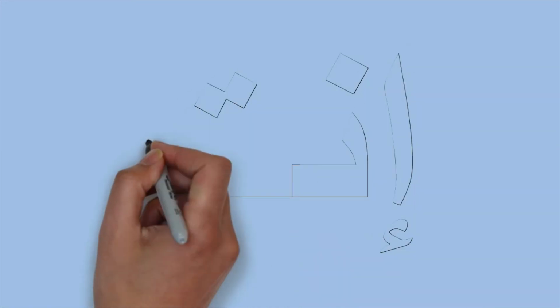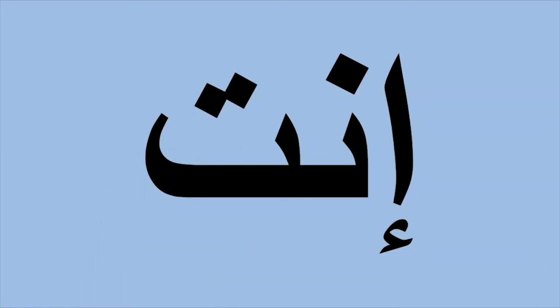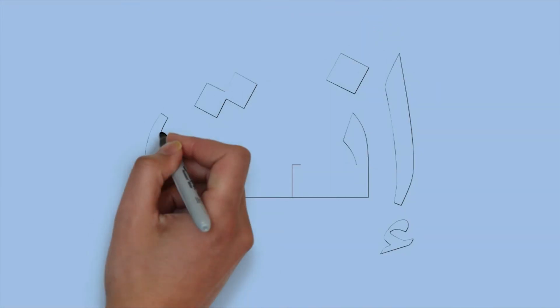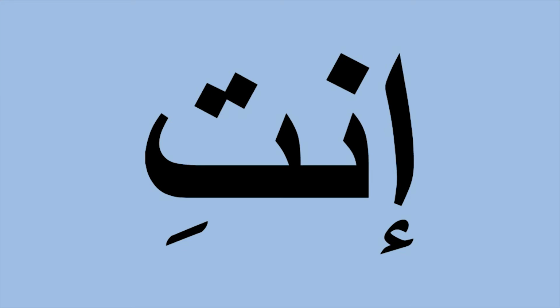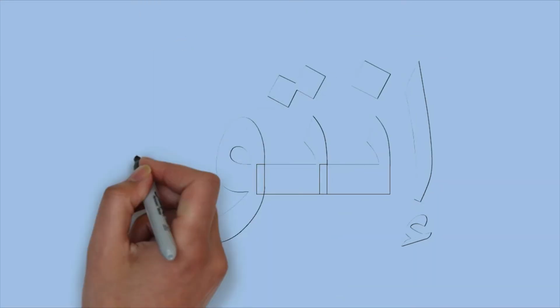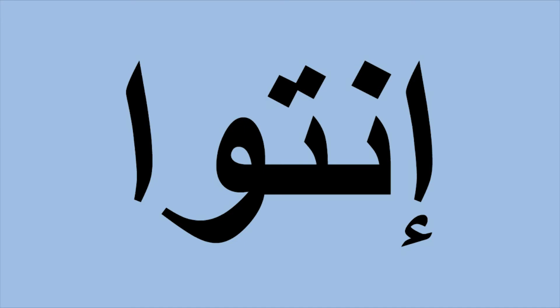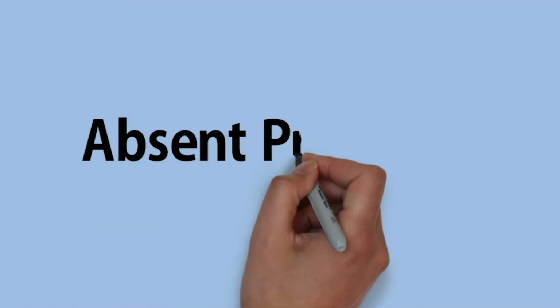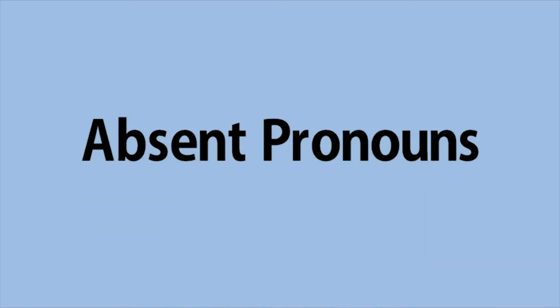Second section is the addressed people, which is you for singular masculine, I mean. So here is إنت. If I'm talking to a man, I have to say إنت. You for female is إنتي. You for plural is إنتو.